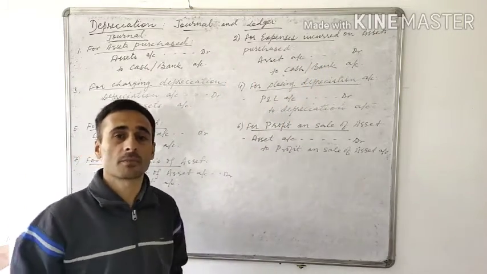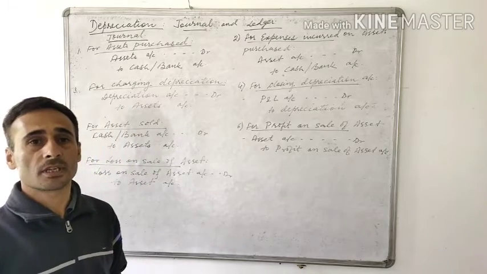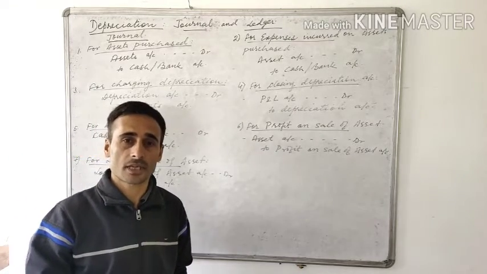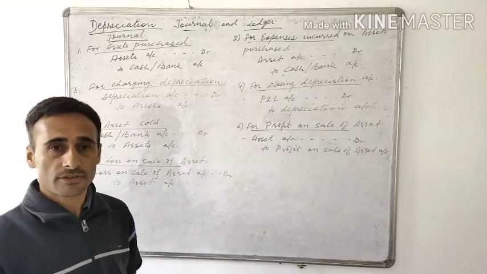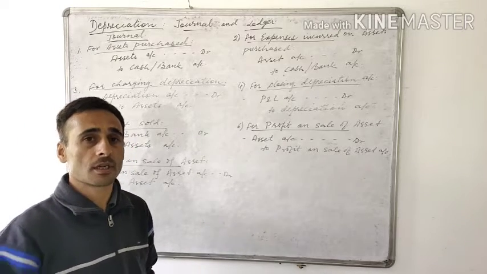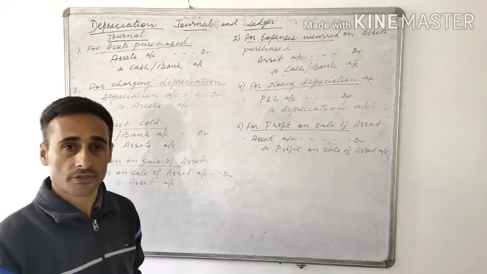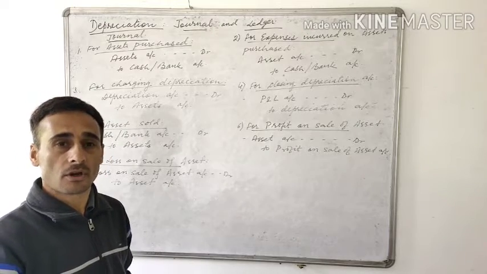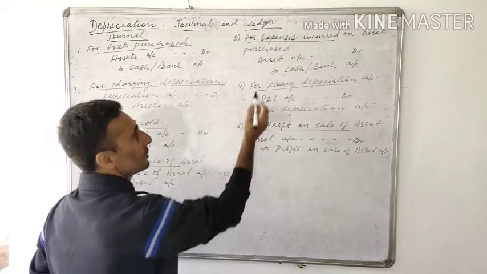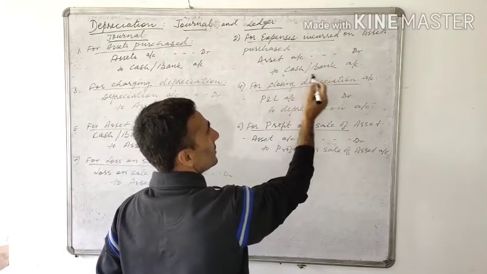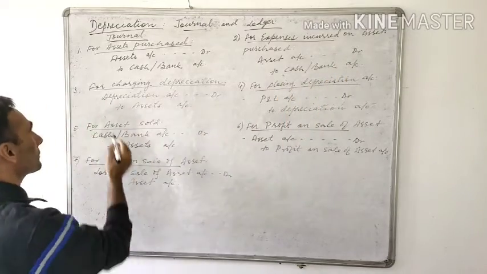Number 2, for expenses incurred on assets purchased. Now when new asset is purchased, there may be other expenses incurred with this asset or for this asset, like installation charges, transportation cost, and all those expenses are capitalized and added to the cost of assets. So you have the entry asset account debit to cash or bank account.